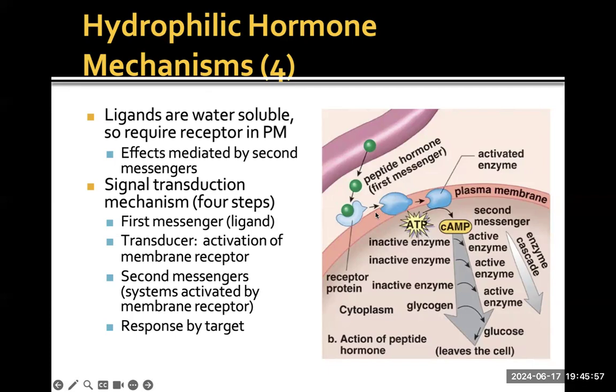And then it's going to transduce or activate the membrane receptor, which is going to activate what we call a second messenger system like cyclic AMP, or cAMP. That's then going to jumpstart this enzyme cascade, or the domino effect, which is going to produce an output or an effect that's going to hit a target cell and create a response, right? That's another way that you can communicate through cells.